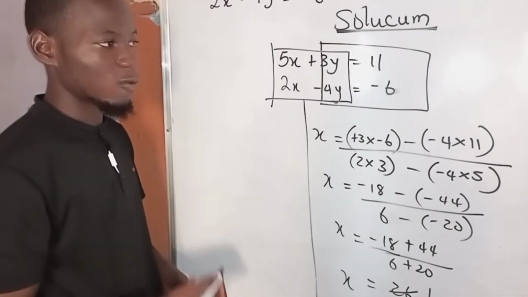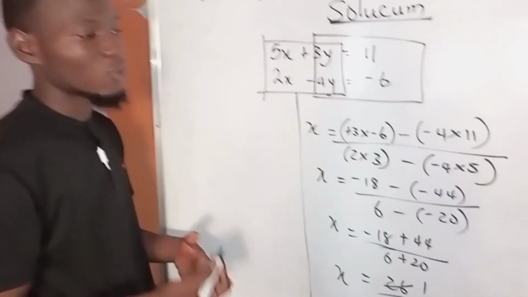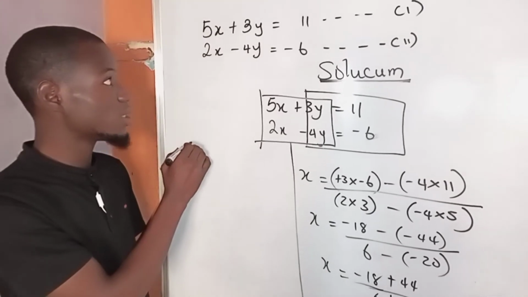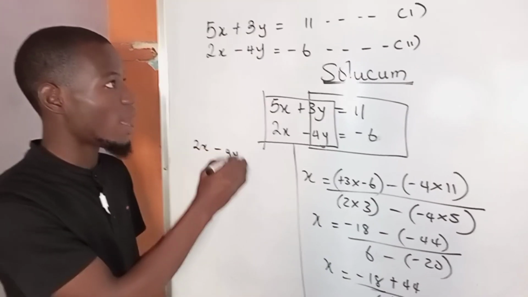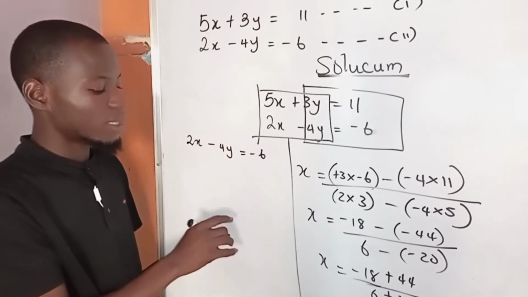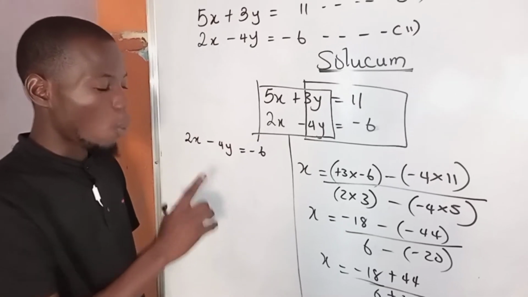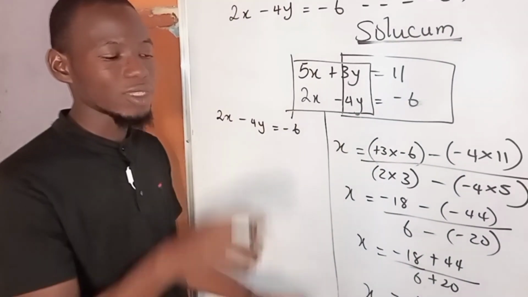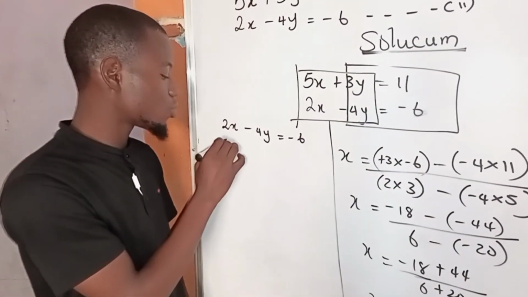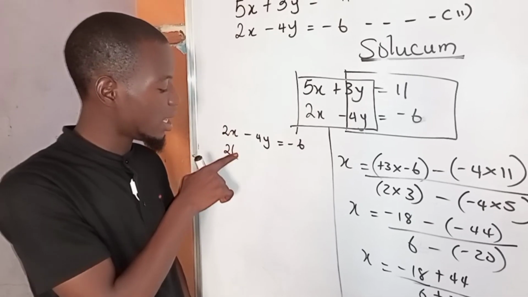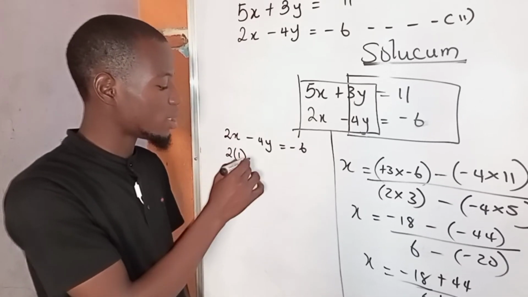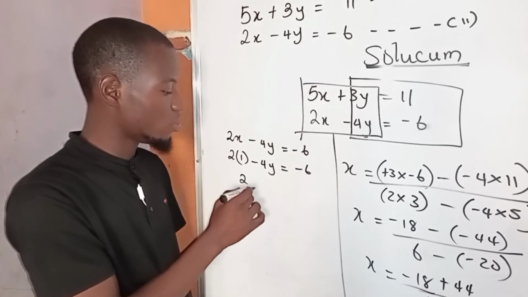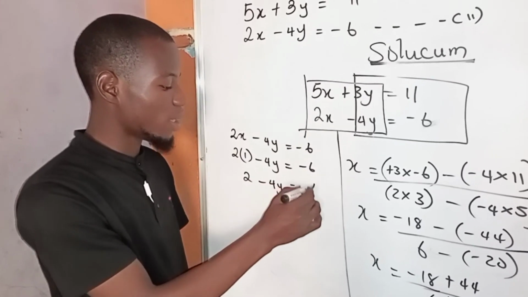We need to get the value of y too. So you can pick any of the equation of your choice. I would love to pick equation 2. Equation 2 says 2x minus 4y equals to minus 6. Then our x is now what? 1. Take note of what I'm trying to say. There is something we call substitution, the act of replacing. So we have 2. Instead of writing x here, I write 1 because x has become 1. Minus 4y equals to minus 6. Then 2 times 1 will give us a 2. Minus 4y equals to minus 6.